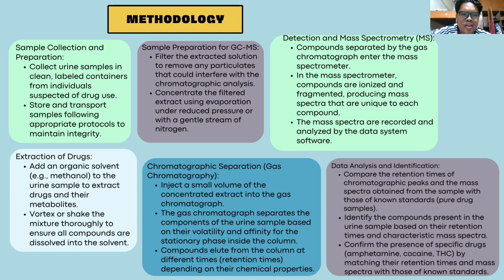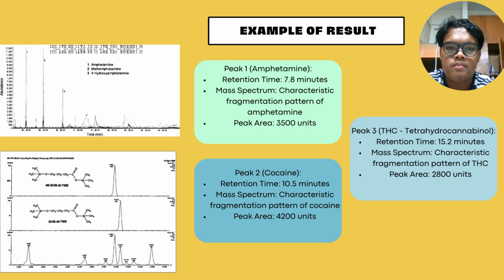Data analysis and identification. Compare the retention times of chromatographic peaks and the mass spectra obtained from the sample with those of standard pure drug samples. Identify the compounds present in the urine sample based on their retention times and characteristic mass spectra. Confirm the presence of specific drugs, amphetamine, cocaine, THC, by matching their retention times and mass spectra with those of the standards. Example of result.